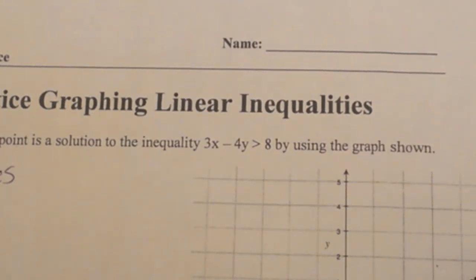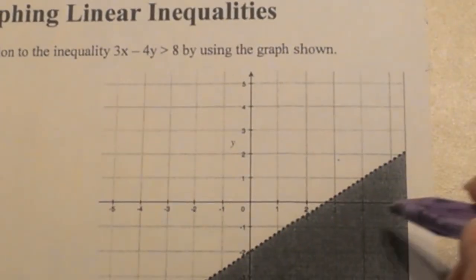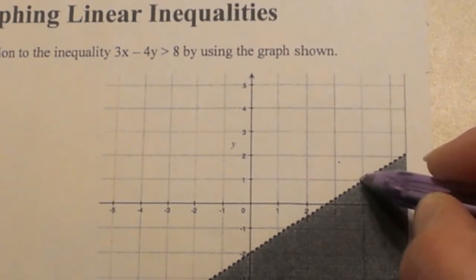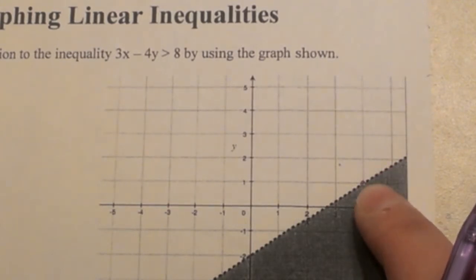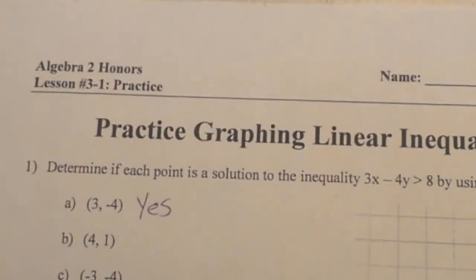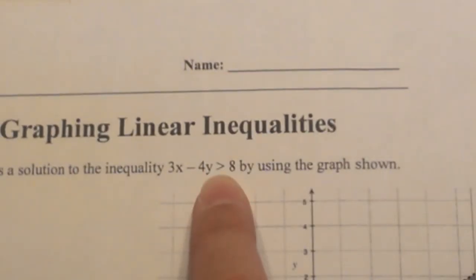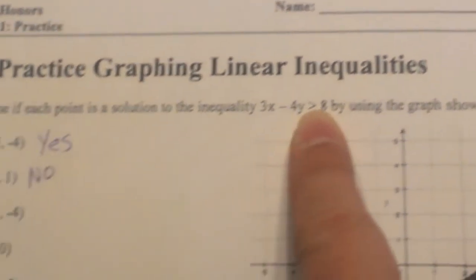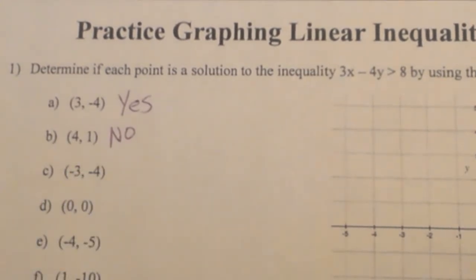So if we consider the ordered pair (4, 1), it is right on my boundary line. But because that boundary line is dotted, I'm not allowed to include points on that line. My point is on the boundary line, and the boundary line is dotted. That means that this ordered pair is not a solution to the inequality. Had my boundary line been solid, or my inequality included the or equal to option, then this ordered pair would have been included in my solution set, but it is not.